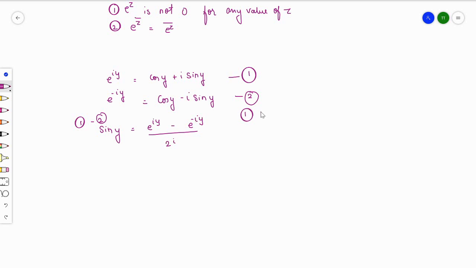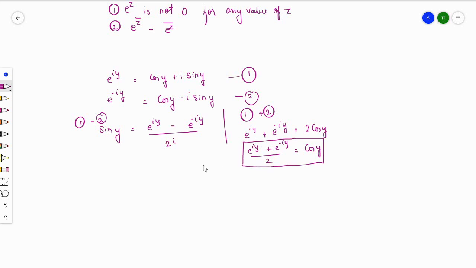Okay, and when we add equation number 1 and 2, what we will get? E raised to power iy plus e raised to power minus iy is equal to 2 cos y, or e raised to power iy plus e raised to power minus iy divided by 2 is equal to cos y. So this is a relation of the exponential and cos function, and similarly the sine function.